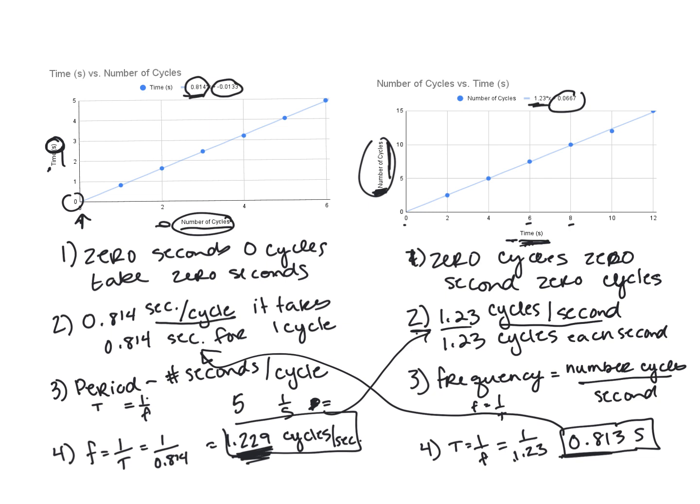So you should be able to answer your questions 1 through 4 depending on which graph looks like yours. So if you made the number of cycles your independent variable, this is your graph right here. If you made time your independent variable, that's your system there. Now your slope values will be slightly different, but everything else should be about the same.